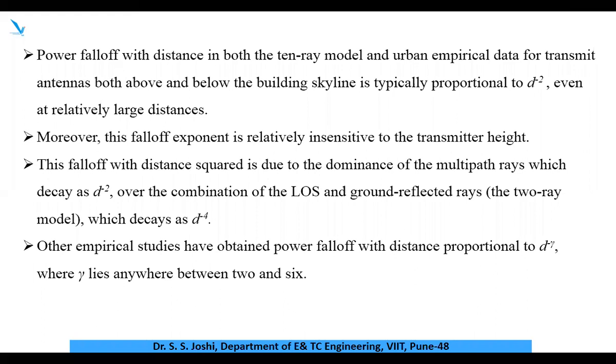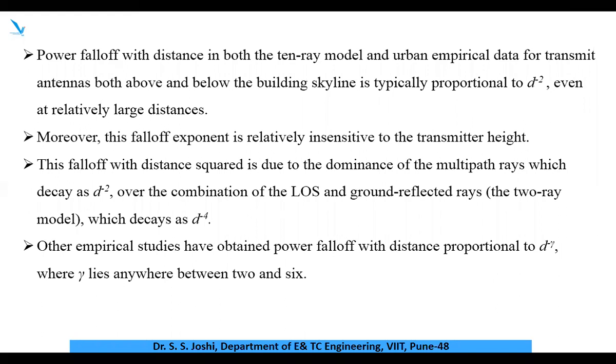Now, these are some important notings from this particular equation. You can just go through this. What exactly happens is power falls off with distance, both in the 10-ray model, urban empirical data, and transmit antenna both above and below the building skylines, typically d raised to minus 2. These are the different empirical models which are prepared, and based on that, this data is gathered. More, the fall-off exponent is relatively insensitive to transmitter height, so there is no parameter considering the height of the antenna.